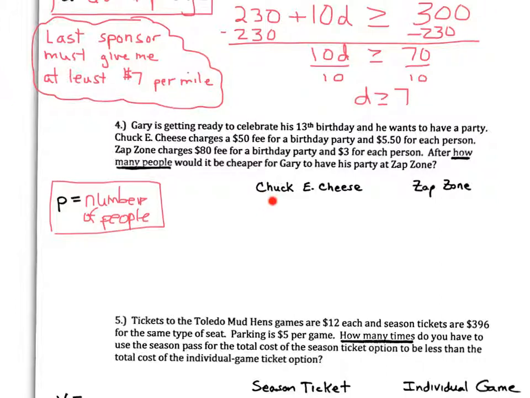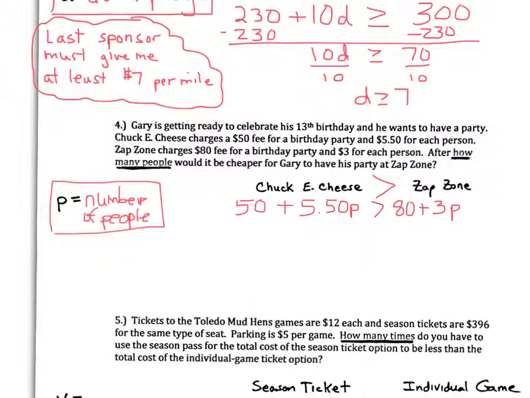Now we're comparing a party at Chuck E. Cheese, woohoo, to Zap Zone, oh yeah. And we want it to be cheaper for Gary to go to Zap Zone. So that means Zap Zone is going to be the less than, the smaller one. So it should point to Zap Zone. We want Zap Zone to be cheaper. Okay, at Chuck E. Cheese's, they're going to charge you $50, it says. And then they're also going to charge you $5.50 per person. So that's going to be $5.50 P. Now at Zap Zone, it's $80 at first. And then it says $3 per person.